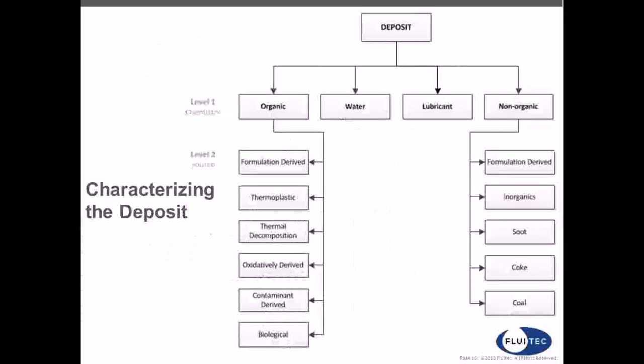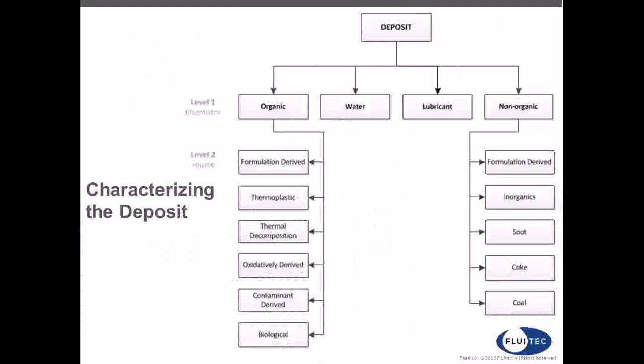At the first level, we're trying to characterize the chemistry of the deposit. We can do that by looking at the organic components. In a lot of deposits, we see both water and lubricant. As well, there are non-organic constituents. We can take this one more level down and also characterize the source of the deposit. On the organic side, we've created six different buckets that can help narrow down the source of the organic deposit.